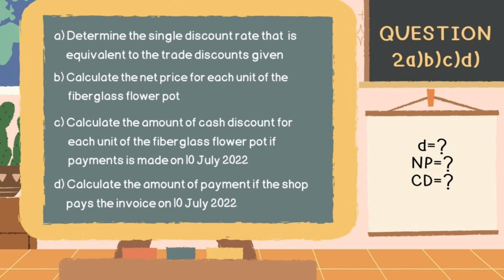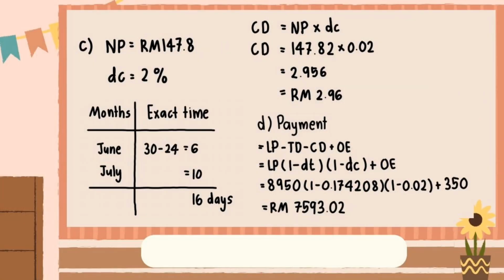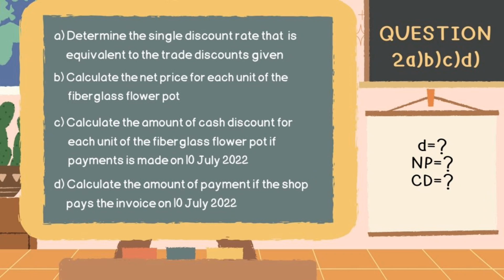For question C, calculate the amount of cash discount for each unit of the fiberglass flower pot if payment is made on 10 July 2020. So the formula we use is cash discount equal NP times DC. So cash discount equal 147 ringgit 82 cents times 0.02. Then the answer is RM 2 ringgit 96 cents. The exact time is 16 days. So the last question is D.